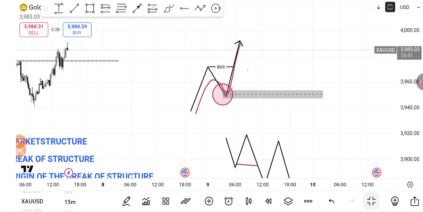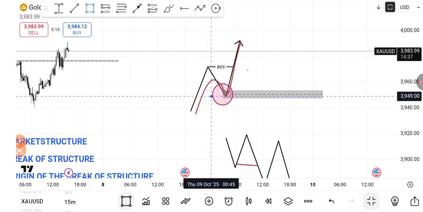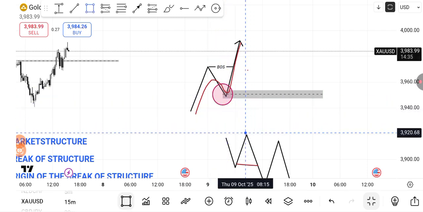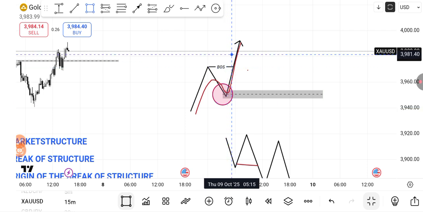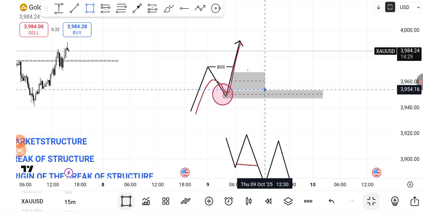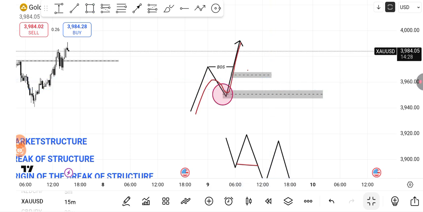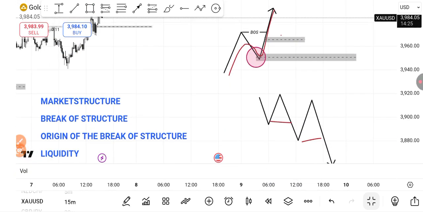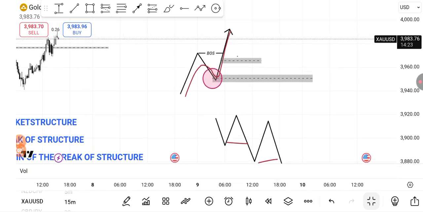I usually wait for the market to mitigate the extreme origin, even if there are other origins, like let's say there is an order block here or a supply zone here. That one is usually used as liquidity, which is my next point, I think. Yes.